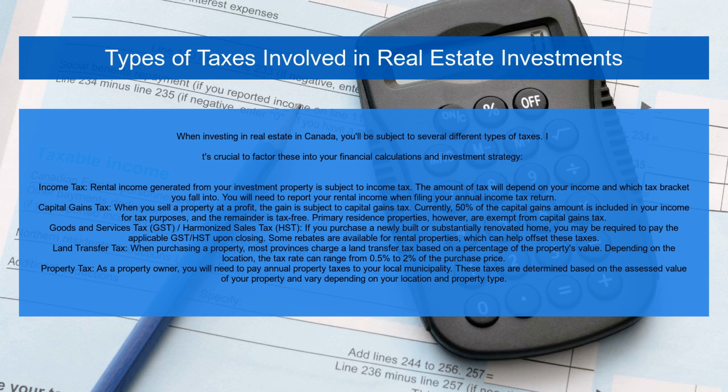Capital gains tax. When you sell a property at a profit, the gain is subject to capital gains tax. Currently, 50% of the capital gains amount is included in your income for tax purposes, and the remainder is tax-free. Primary residence properties, however, are exempt from capital gains tax.